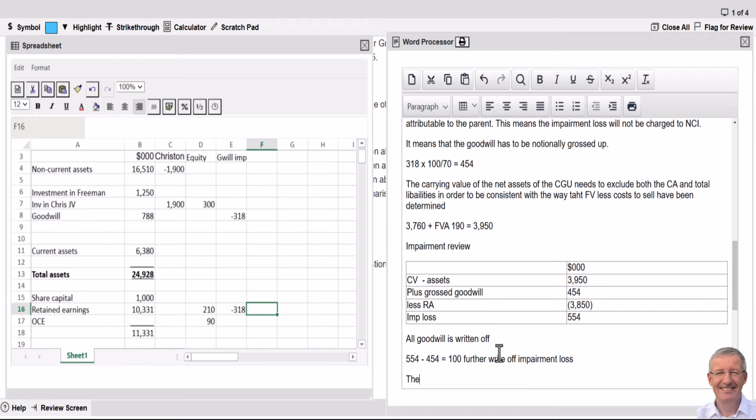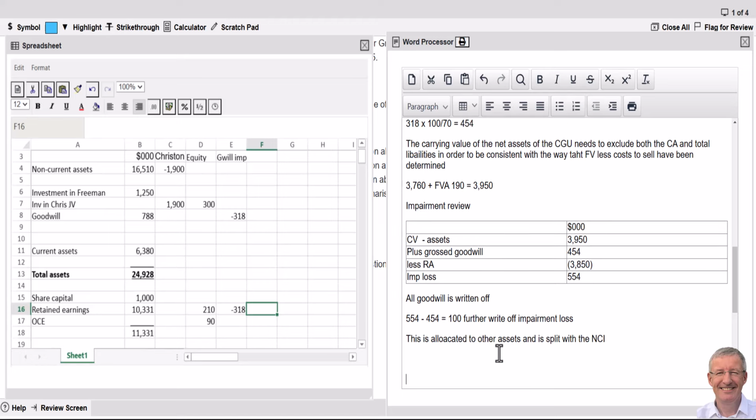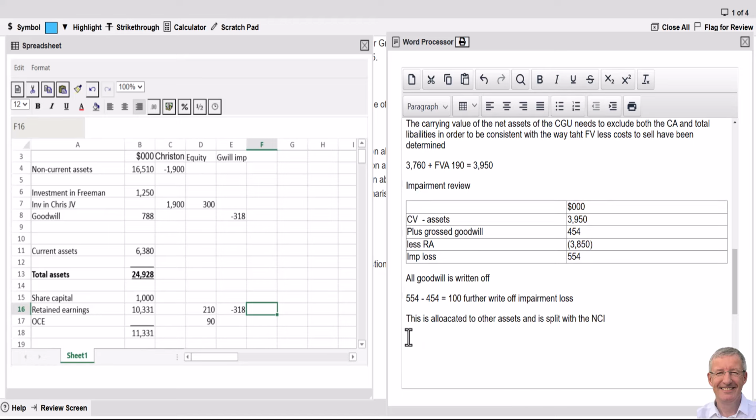And this will be allocated to other assets, and we can talk about that in a moment. This is allocated to other assets and will be split with the NCI, because this is not dealing with the goodwill, this is dealing with the normal assets. And therefore, how much do you need to show? It's a 70-30 percentage split.